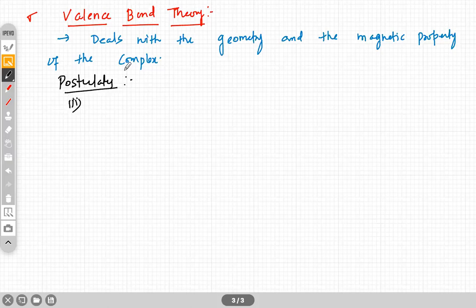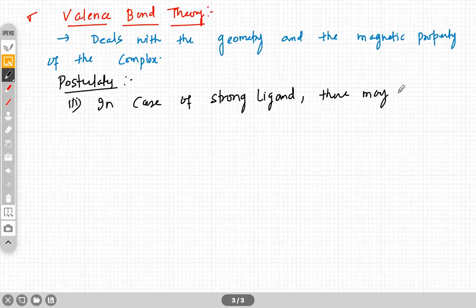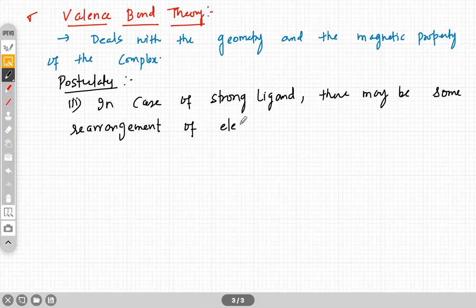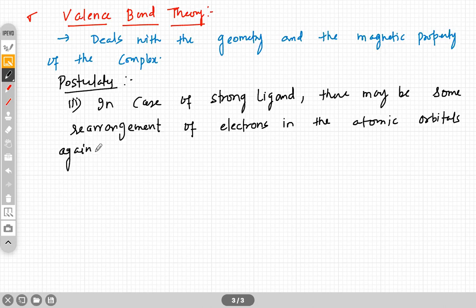The difference is, in case of strong ligand, there may be some rearrangement of electrons in the atomic orbitals against Hund's rule.